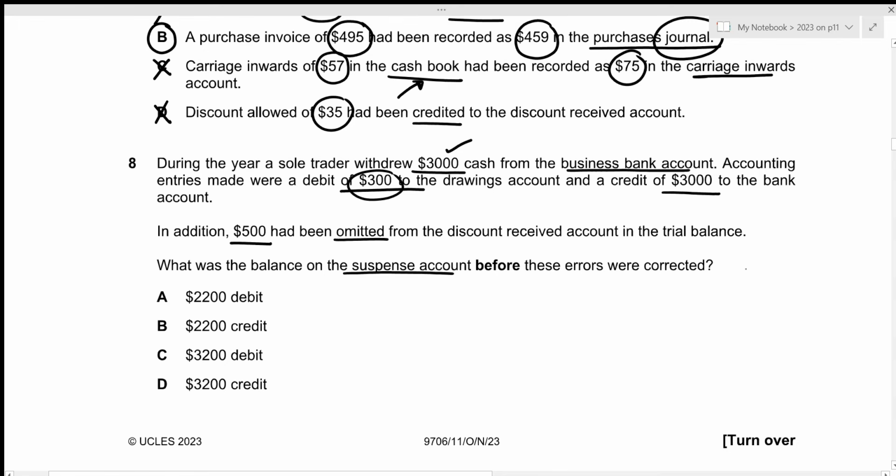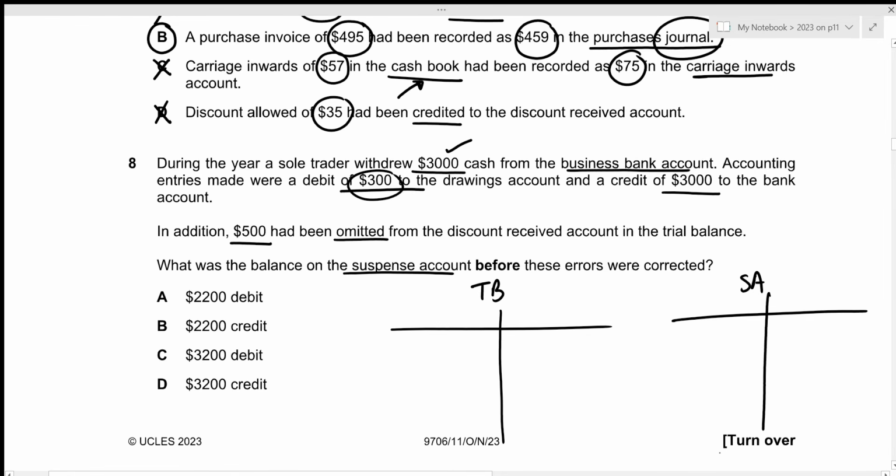So whenever you are doing any question for suspense account, I suggest that you first rectify the errors within your trial balance, and it makes it way easier for you to create your suspense account. Okay, so this one is the trial balance, this one is the suspense account, and we're trying to figure out the opening balance for our suspense account. And remember, the entries on our suspense account will be the opposite one that we make within the trial balance by rectifying these errors.